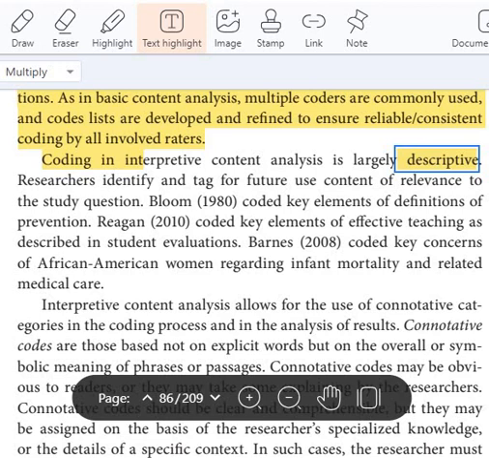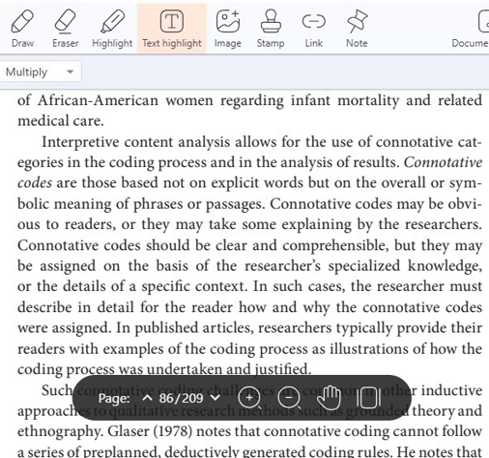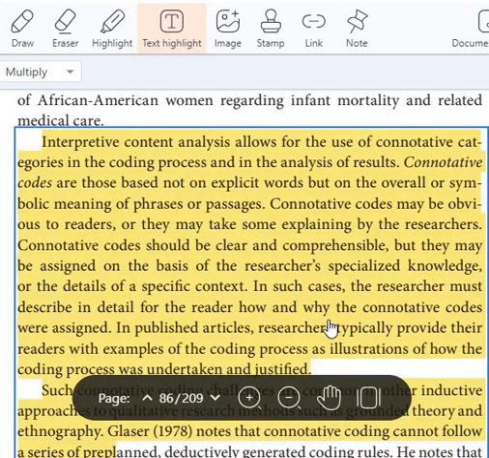Okay, do we use denotative or connotative categories here? We use connotative categories in the coding process and in the analysis of results. Okay, all this paragraph is important. What do we mean by connotative codes? Connotative codes are those based not on the explicit words, but on the overall or symbolic meaning of phrases or passages. So we're looking at the hidden meaning here with the connotative.